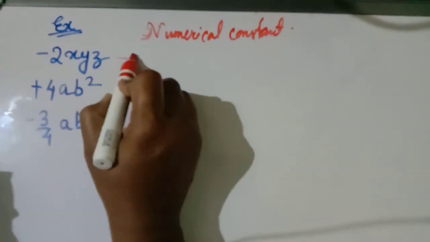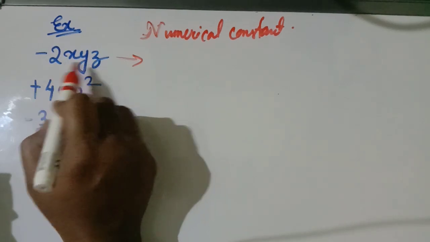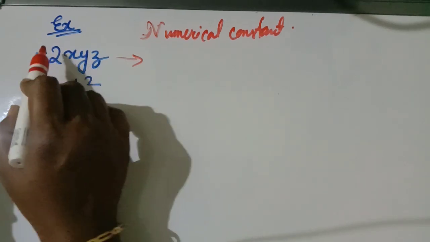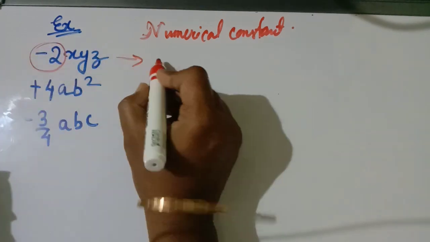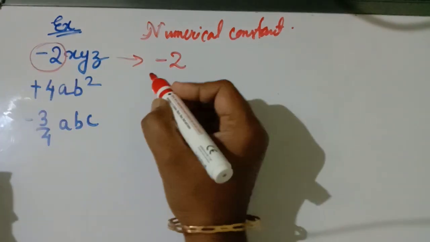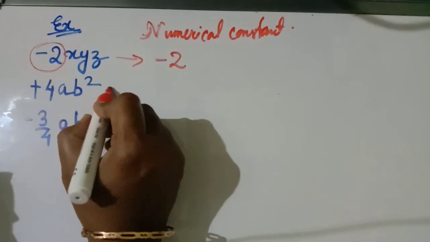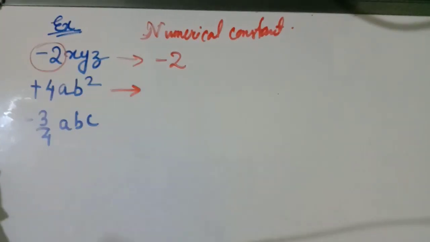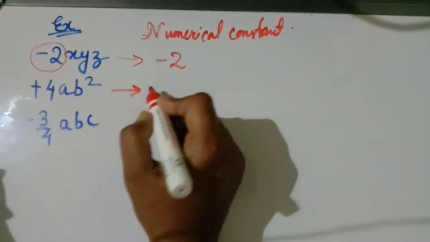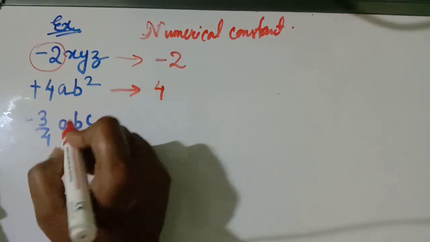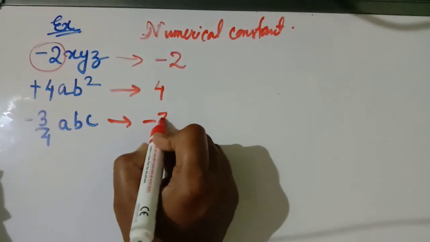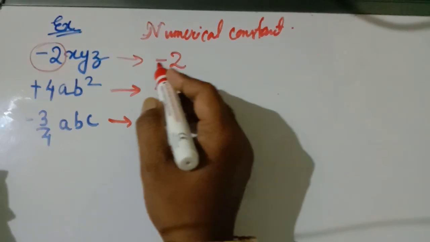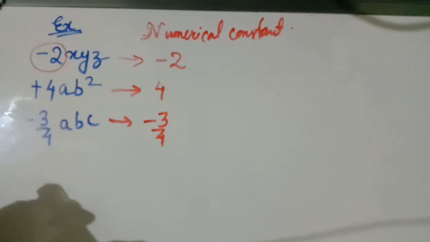So in this question, first question, minus 2xyz. Who is the number here? You have to find the number. So you can tell minus 2. Minus 2 is the numerical coefficient. Similarly, in the second question, what is the numerical coefficient? It is plus 4. And in the third question, what is the numerical coefficient? It is minus 3 by 4. These are known as numerical coefficients.